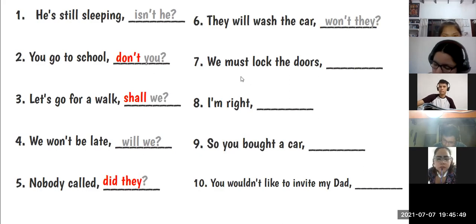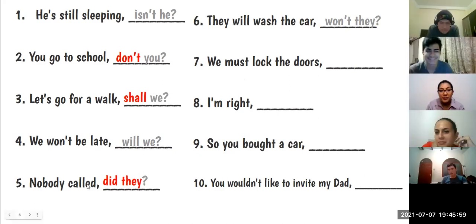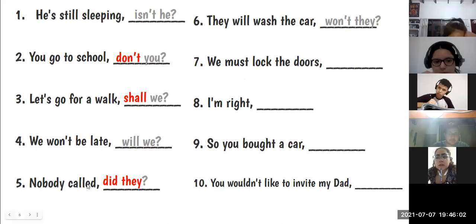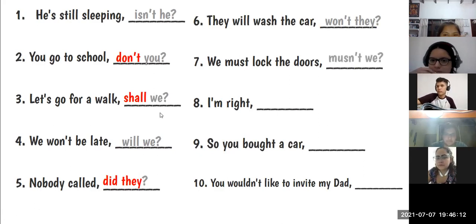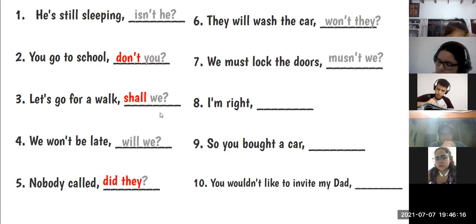¿Qué podríamos decir? Si lo transformamos a negativo, sería... ¿Cómo transformamos esto a negativo? Must not. We mustn't. Mustn't we. ¿Ok? Recuerden que siempre debe ir contraído, si es negativo.